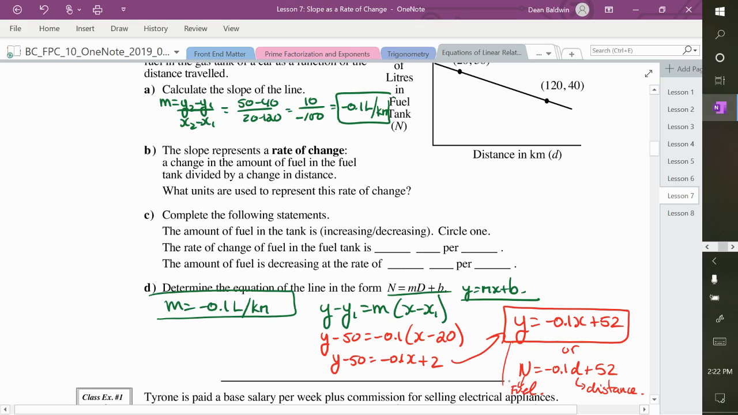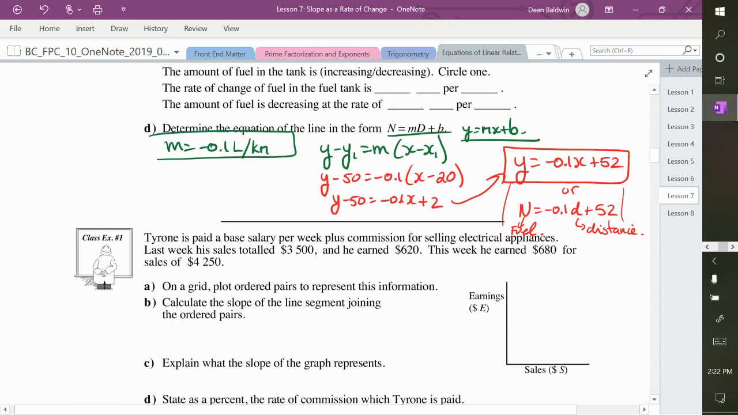Are we ready? Negative 0.1 x plus 52. Plug it into the formula. There's your m. Pick an x value, 20 and 50, multiply it through, collect your like terms. That's the equation of the line. They wanted it in this form.